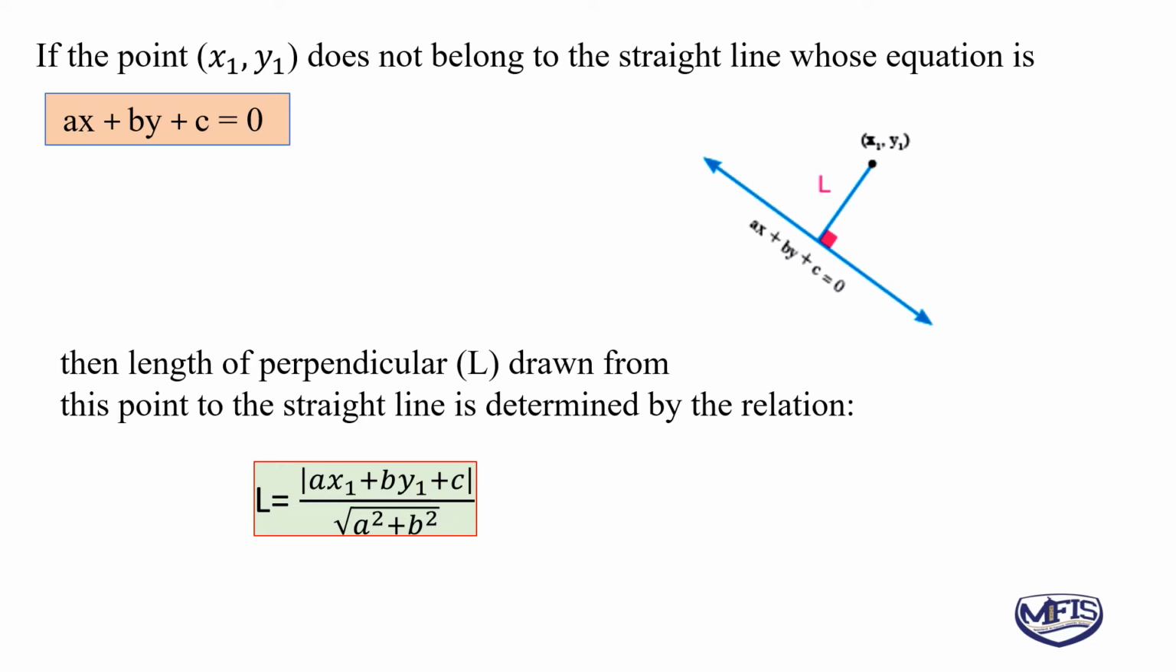So we have A, the coefficient of x, and B, the coefficient of y, and C the absolute term, and we have the point coordinates represented by x1 and y1. So the rule is L = |A x1 + B y1 + C| over root (A² + B²).